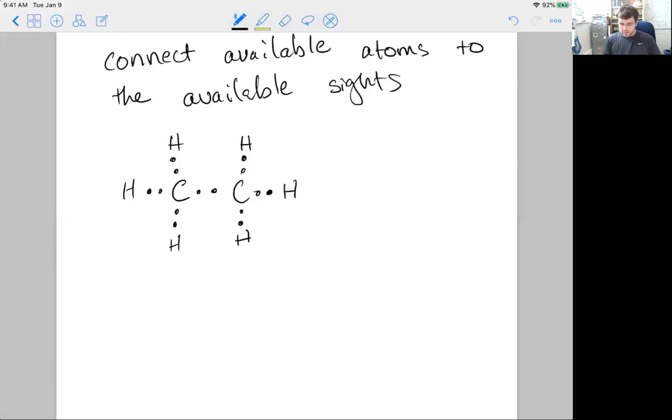So when we do that, we just look at each of the 6 sites and we add each of the 6 hydrogens to each of those sites, and we've completed the task of connecting the available atoms to open sites that are around the carbon atoms. Now we can ask, are we done?